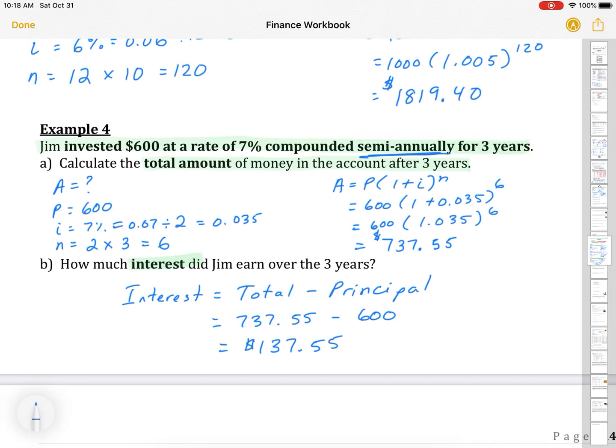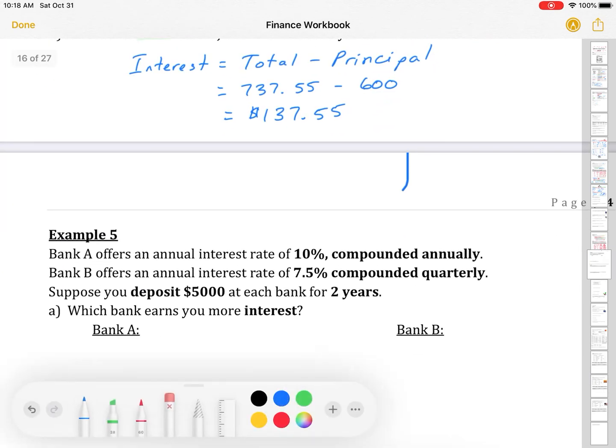Okay. All right. Now, a couple more steps than in simple interest. You've got to do a little thinking about the number of compounding periods and that sort of thing, but you can do it. Okay. All righty.